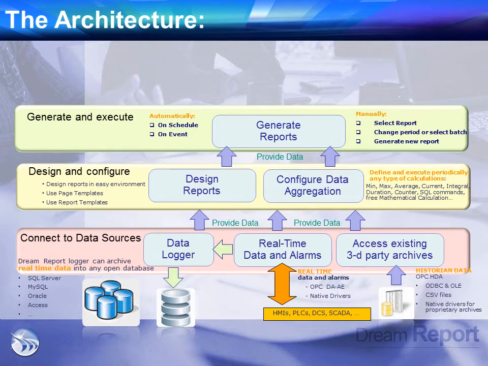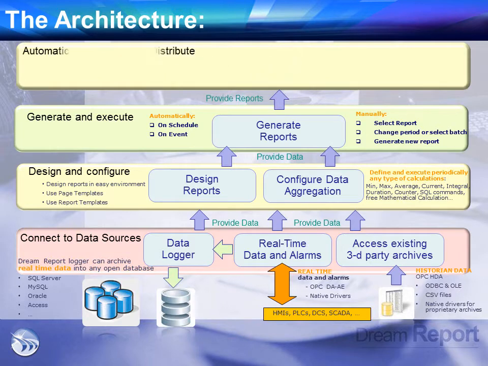When the project is ready, you load your reporting project in Dream Report Runtime Agent, and it executes all tasks and generates reports. Reports can be generated on schedule, which means the user can define a generation schedule for every separate report, whether it's a daily, weekly, monthly, or yearly report. Reports can be generated on event. For example, if a report has to be generated automatically by the end of a batch, or when an important alarm occurs, this can be done. And of course, reports can be generated manually.